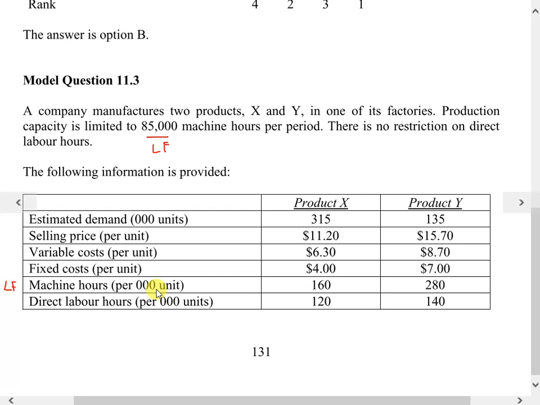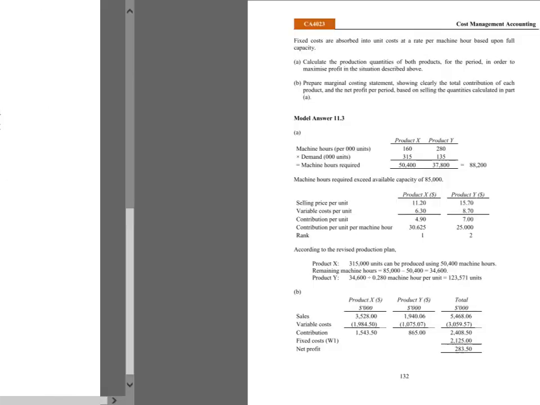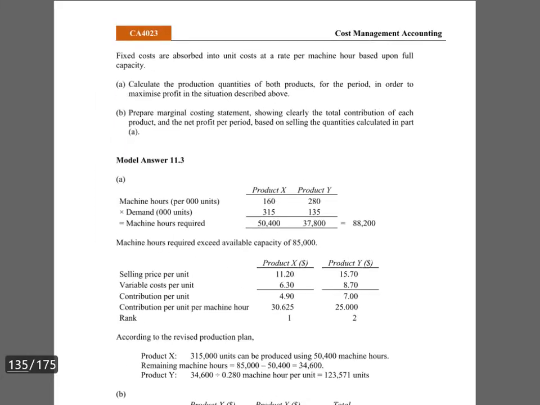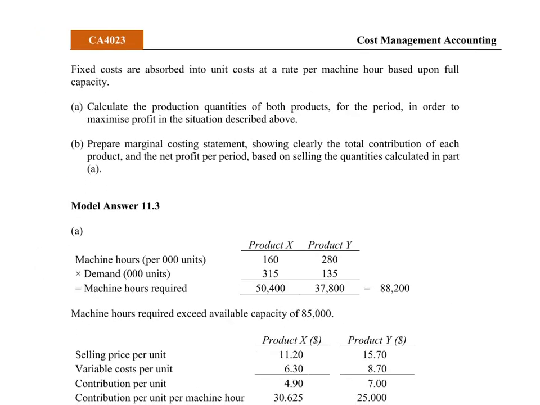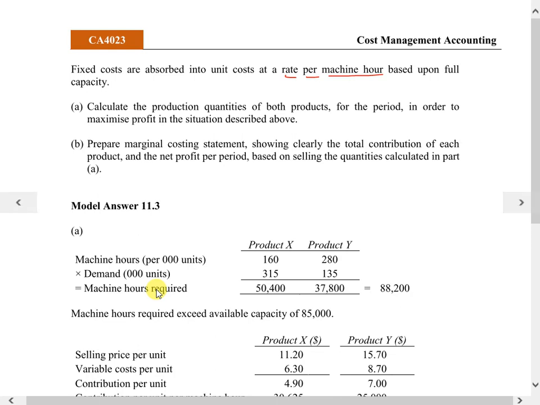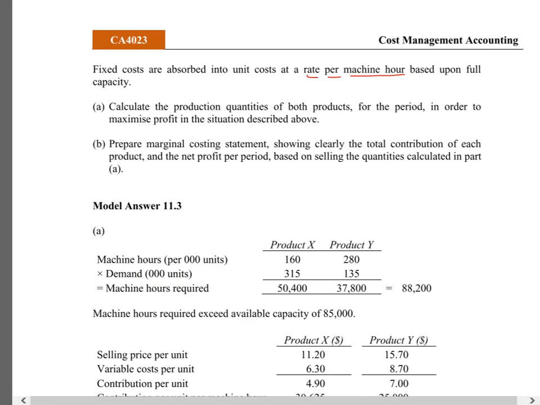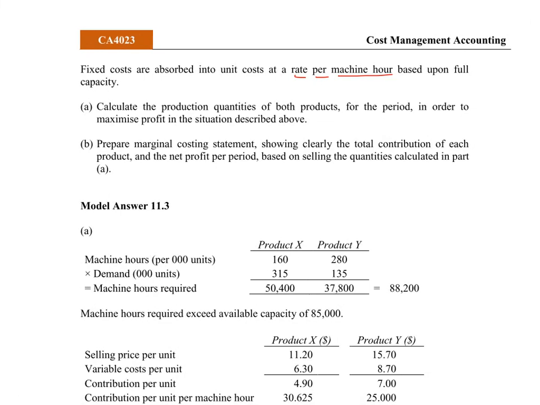And this is our direct labor hour. Next page. Fixed costs are absorbed into unit cost, so the OAR will be absorbed based on rate per machine hour upon full capacity. So calculate the production quantity, meaning the OPP.